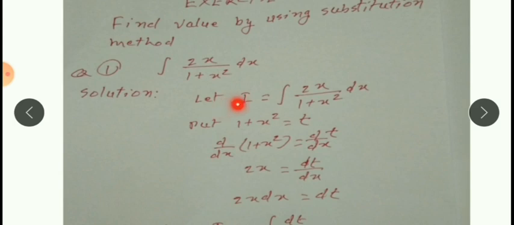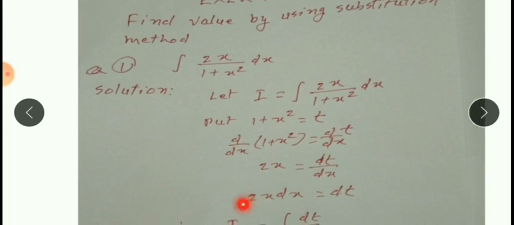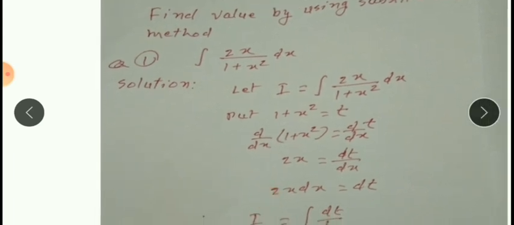Let I be equal to the integral of 2x upon 1 plus x square. Here, put the denominator 1 plus x square equal to t. Now differentiating both sides with respect to x, the differentiation of the left-hand side is 2x and the right-hand side is dt upon dx. This can be written as 2x dx is equal to dt.